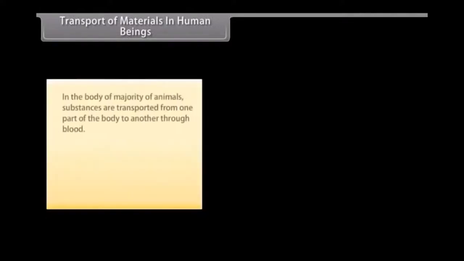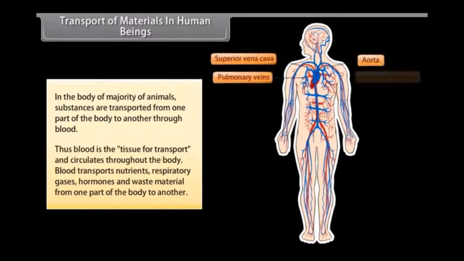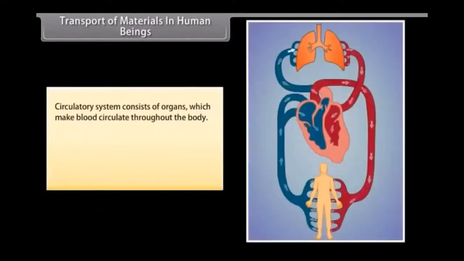Transport of materials in human beings. In the body of the majority of animals, substances are transported from one part of the body to another through blood. Thus, blood is the tissue of transport and circulates throughout the body. Blood transports nutrients, respiratory gases, hormones, and waste material from one part of the body to another. Circulatory system consists of organs which make blood circulate throughout the body.